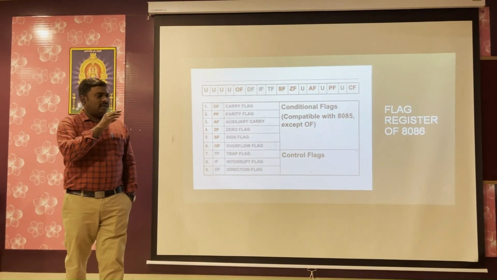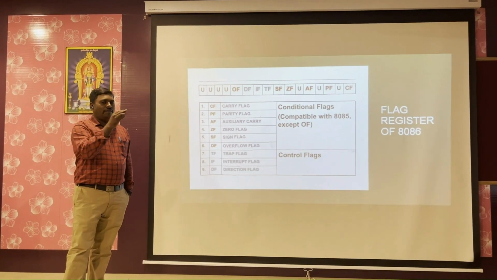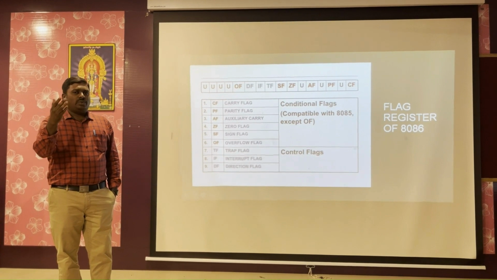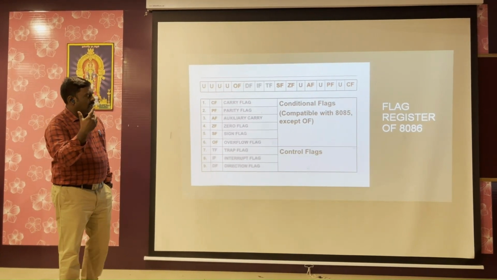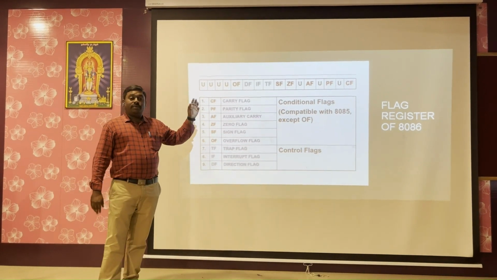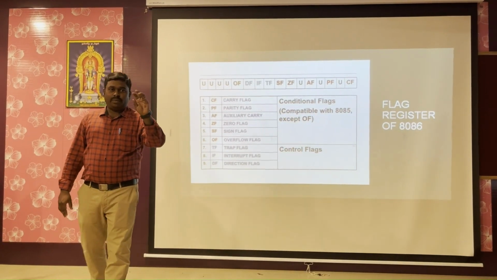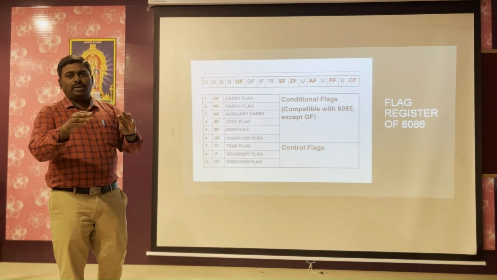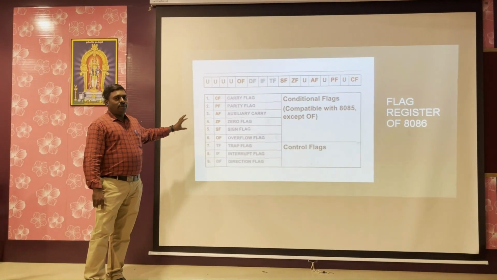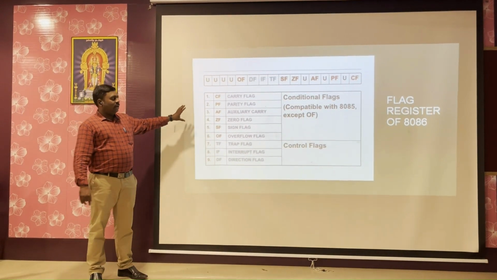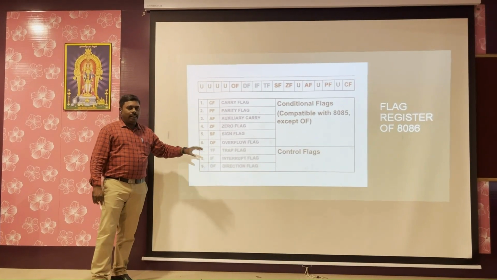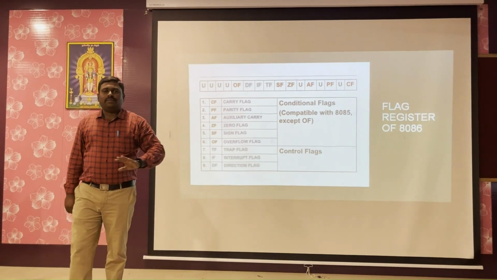So when does a flag get generated? By adding 2 bits of data, if a carry is generated, the carry flag is enabled. In previous slides we discussed that after performing the ALU operation, the operands and flags are there. At that time, the flags will be enabled. We should importantly know about the conditional flags. Also we have 3 control flags: trap flag, interrupt flag and direction flag.